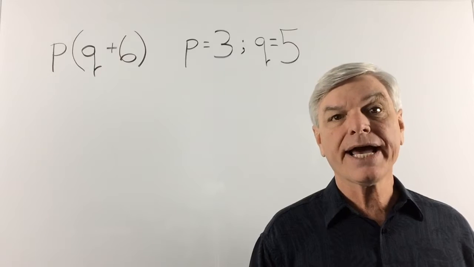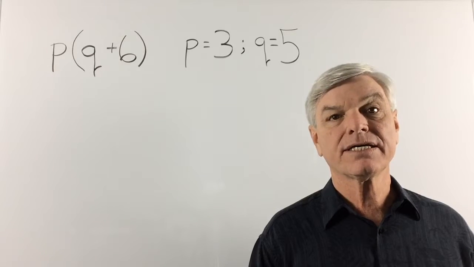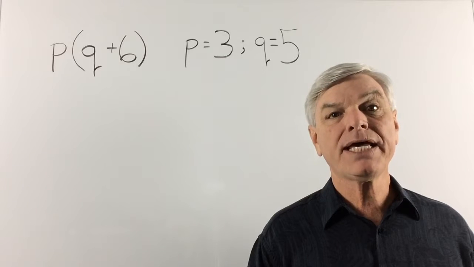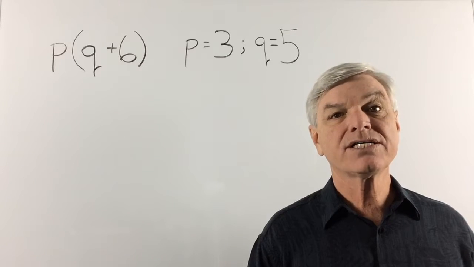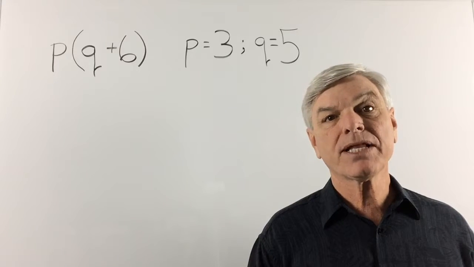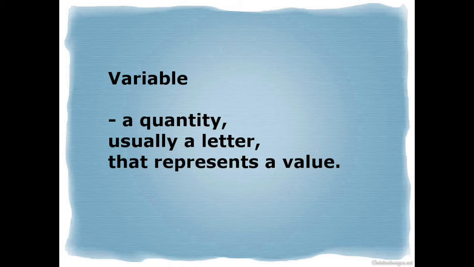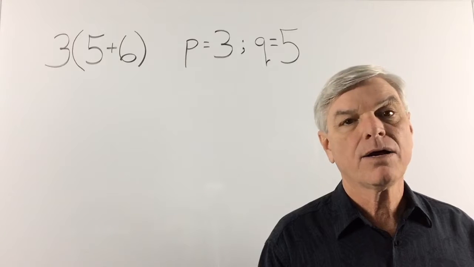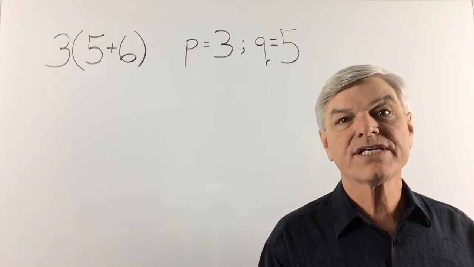But the problem we're looking at is P times parentheses Q plus 6. And the value of P is 3 and the value of Q is 5. And so the first thing we're going to do is to replace the variables. A variable is a quantity, usually a letter, that represents a value. Well, there you go. We've replaced the variables with numbers, or we've substituted them.